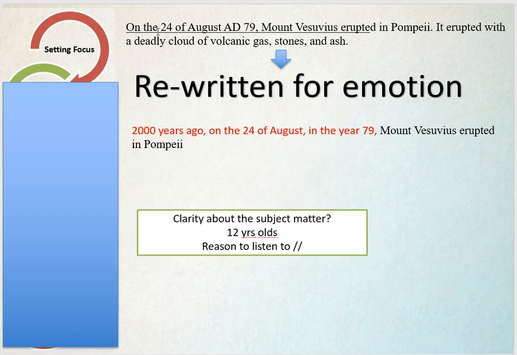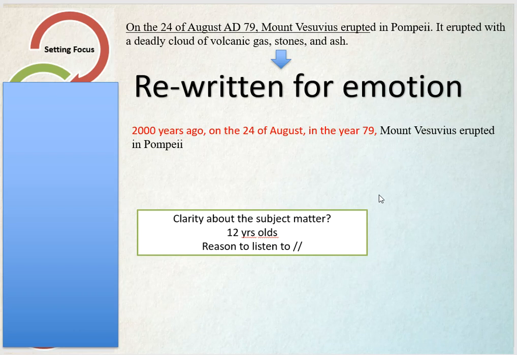So this is what we came up with. Somehow this looked really not for a 12-year-old. On the 24th of August, Anno Domini, you can imagine these kids sitting there in front of her, already tired from hearing this enumeration of numbers and Anno Domini and 79 and who knows what that means.